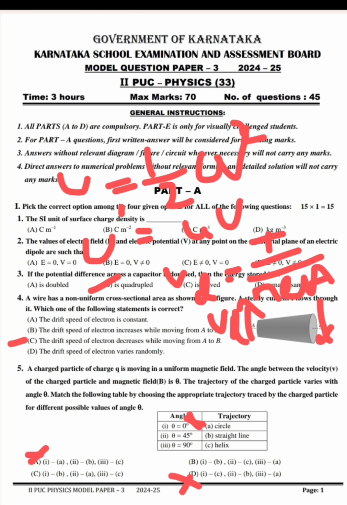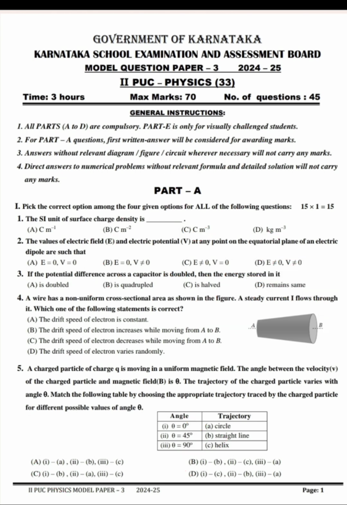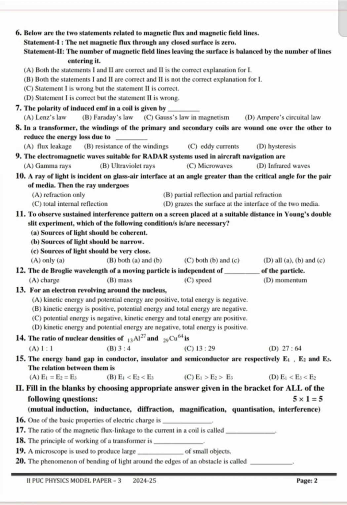Now when theta is 90 degree, when the charged particle enters perpendicular to the magnetic field, then it is moving in a circular path. So theta is 90 is A, circle. 90 is A, that is third is A. So which is there in option B. So B is the correct answer. Is this clear? Okay.